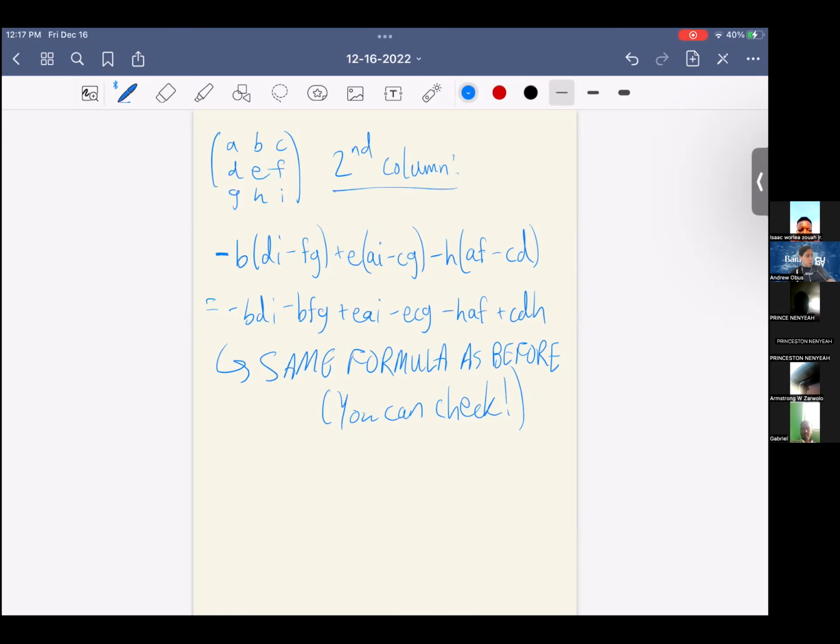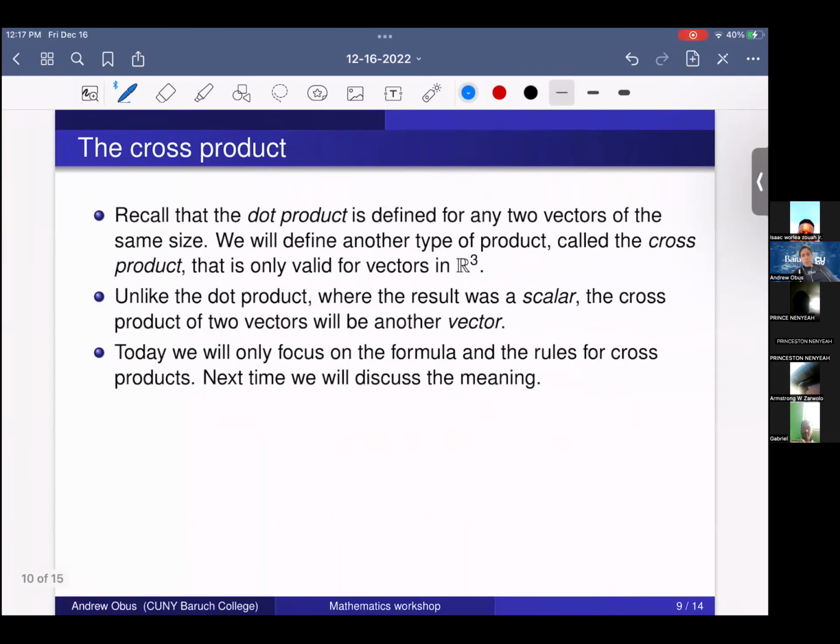Okay. So that's determinants. So I also want to talk about the cross product today, which is going to be related to determinants. So let me recall that the dot product is defined for any two vectors of the same size. But today we're defining another type of product, which we call the cross product, which is only valid for vectors in R3. And unlike the dot product, where the result was a scalar, the cross product of two vectors is going to be another vector. Okay, so today we're going to do the formula and the rules for cross product. And next time we're going to talk about what cross product really means. And today we're also going to relate the cross product to determinants.